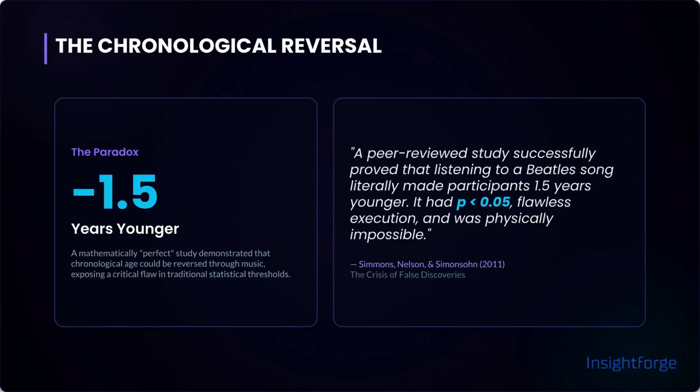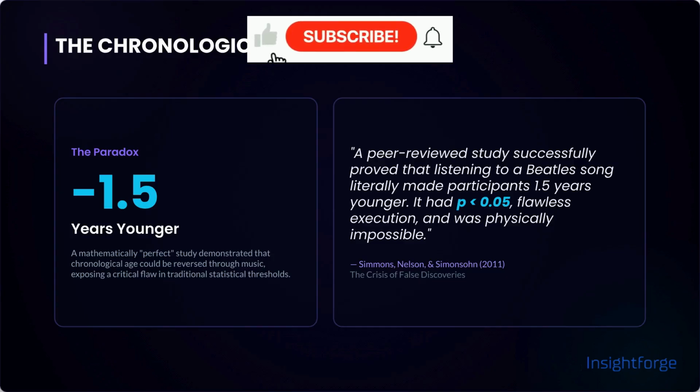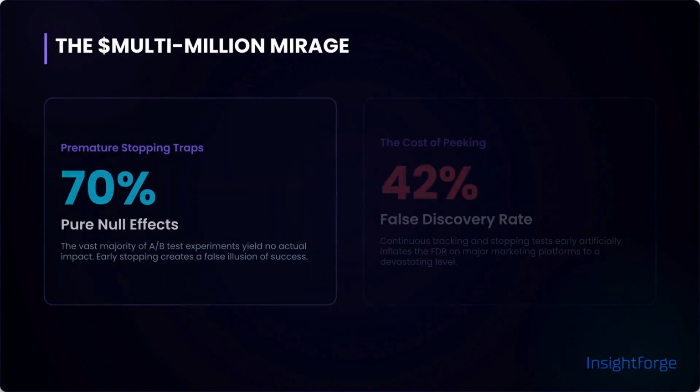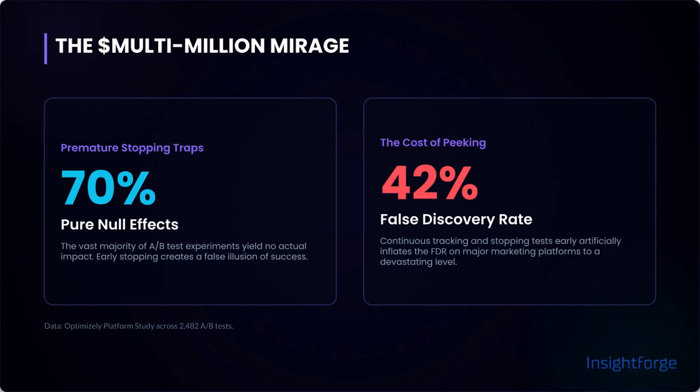A flawlessly executed, peer-reviewed study once proved that listening to a Beatles song literally made participants 1.5 years younger, despite that being physically impossible. This perfect study, with a p-value of less than 0.05, exposed a critical flaw in traditional statistical thresholds. This leads us to the multi-million Mirage, where premature stopping traps create false illusions of success.